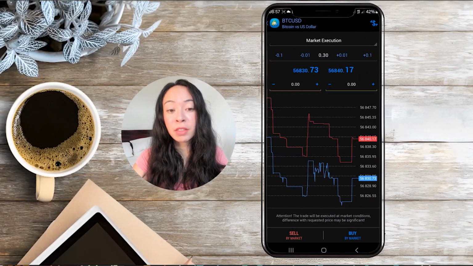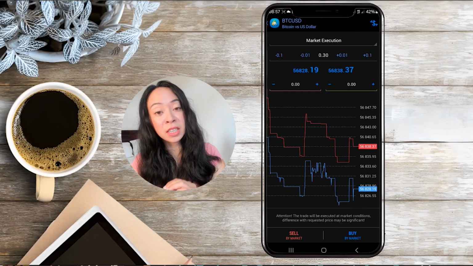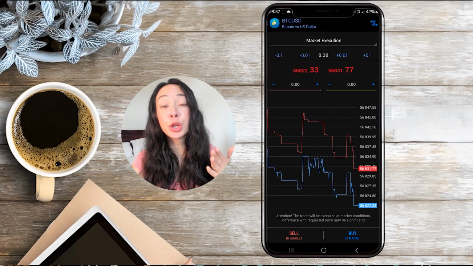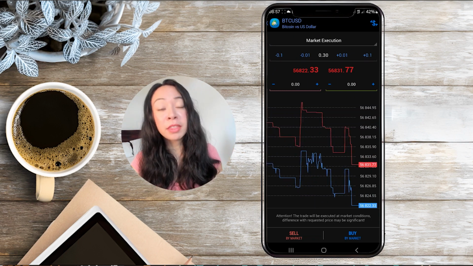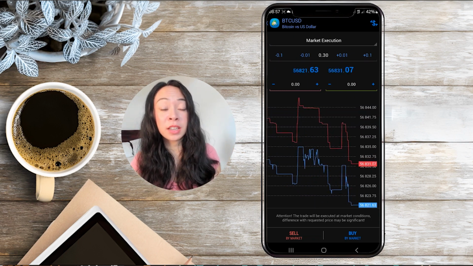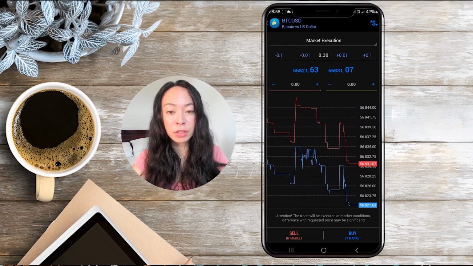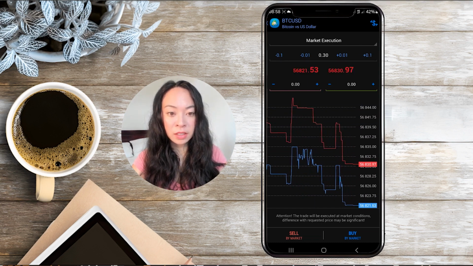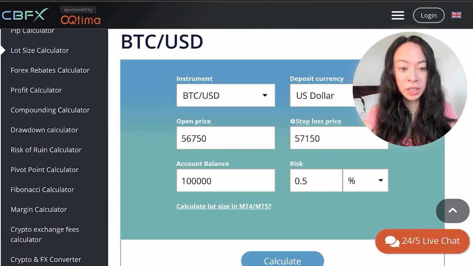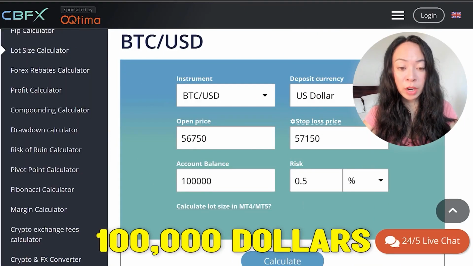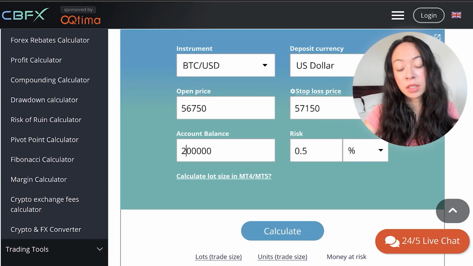So if you have another opening price rather than the signal, then please type in here your opening price at the time that you are setting the trade. Then after you add the stop loss price, again, this is here with the SL, your account balance, which in my case is $100,000, and then you can decide your risk.